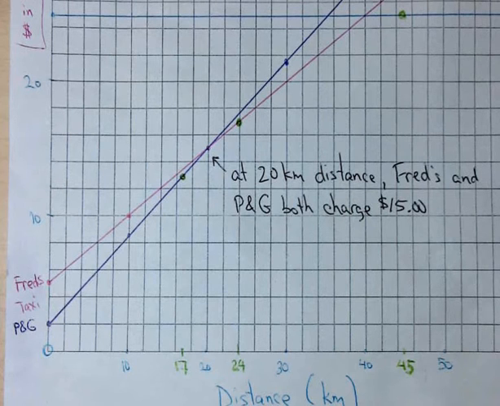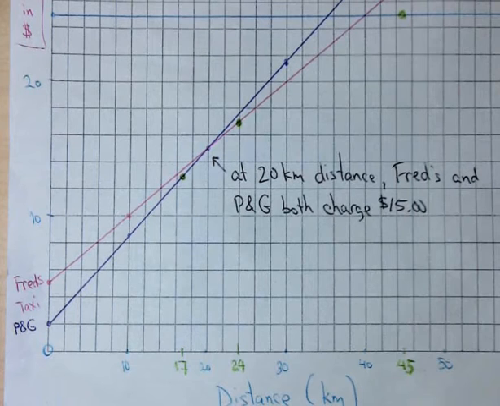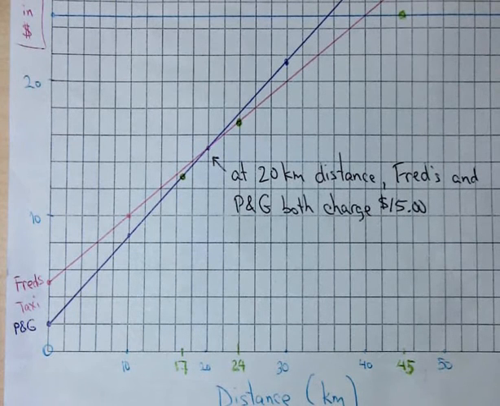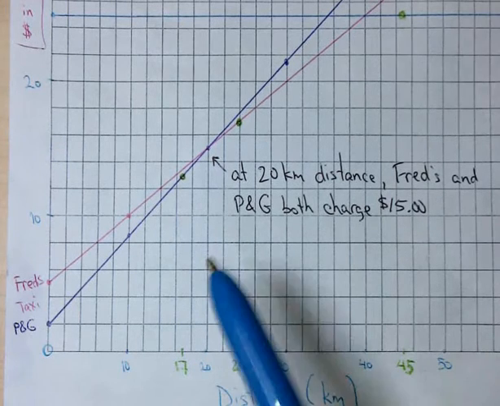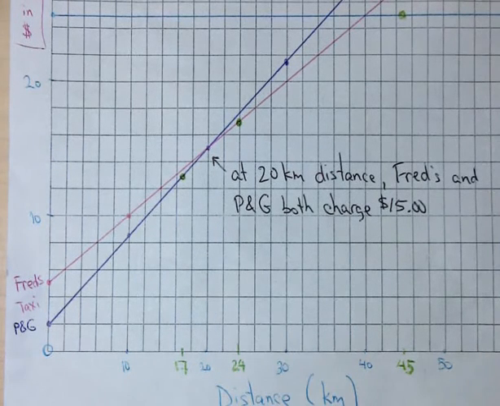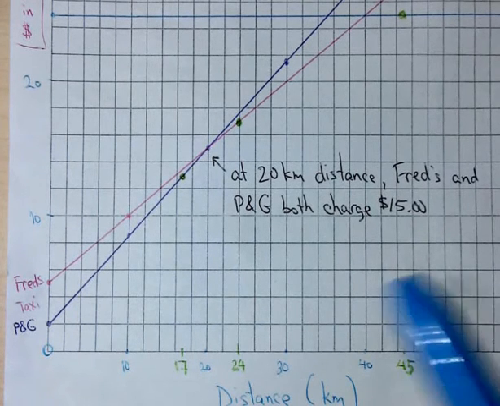Welcome back, everybody. Question 3 asks us, at what distances is it going to be best to use P&G taxi? What I've done was I have graphed the charges, these straight lines, and if you need some revision on this, please go to the video lesson on graphing the linear graph from the equation to graph the line.